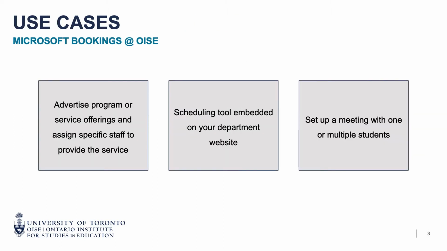So possible use cases that we have identified are the following. Advertise program or service offerings and assign specific staff to provide a service. So for example, in a department where you are offering several programs that have their own specialization, you can assign a specific staff to coordinate with students who are interested to know more about a specific program.